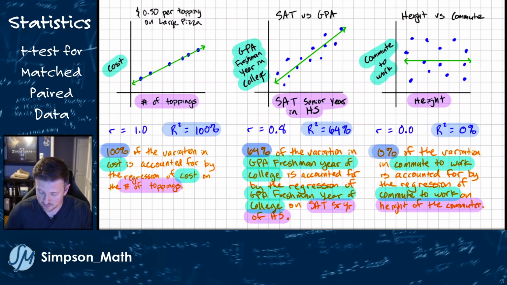Formally, I would say accounted for by the regression of the GPA freshman year in college on the SAT senior year of high school. So 64% of my Y's changing is accounted for by the relationship that we observe between these two. So that means that there's 36% of other things going on.